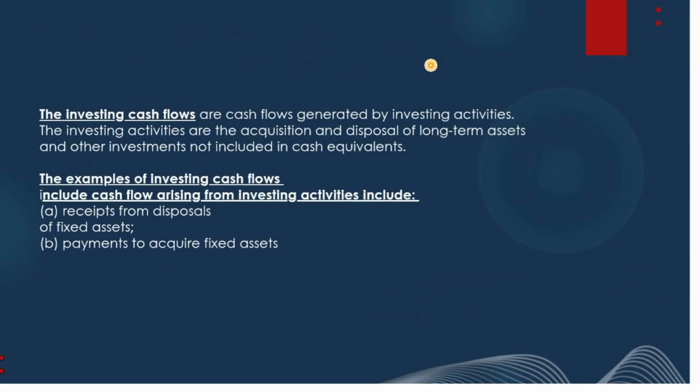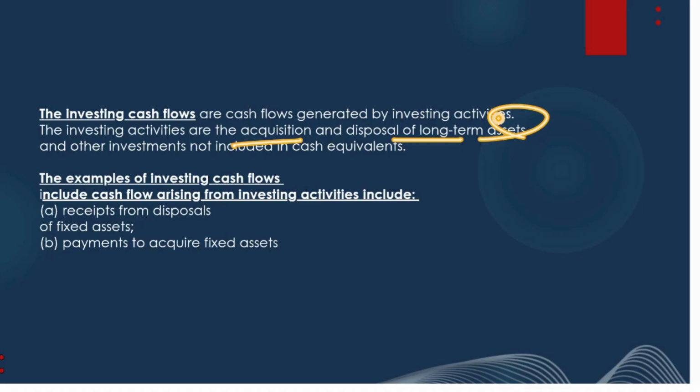Next is your investing cash flow. Investing cash flows are basically generated by investing activities. Now, these investing activities are mainly related to what? The acquisition and the disposal of long-term assets, like machinery. Other investments are not included in cash flow statements. You have to include only the acquisition and disposal of long-term assets in the investing cash flow.